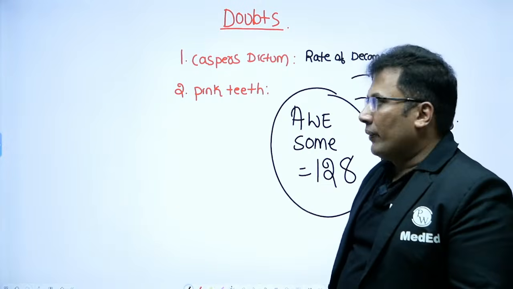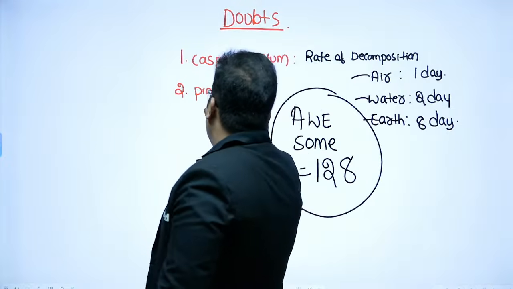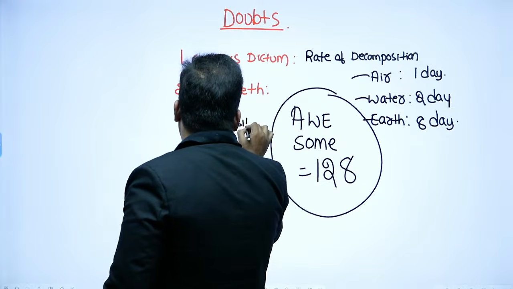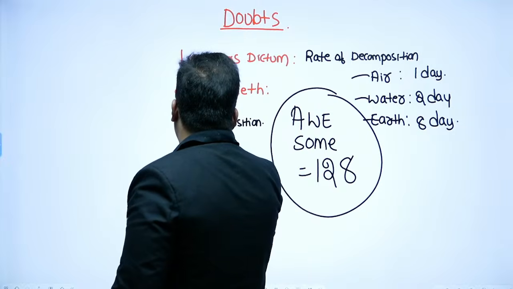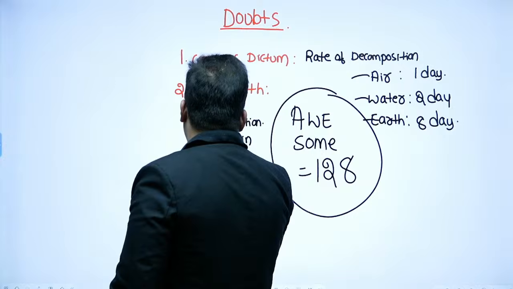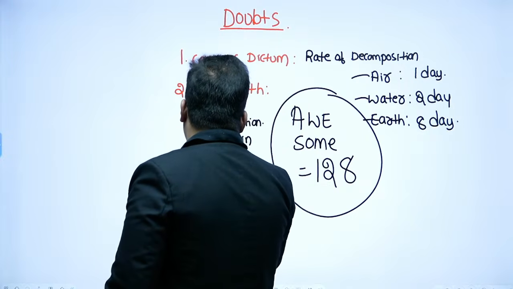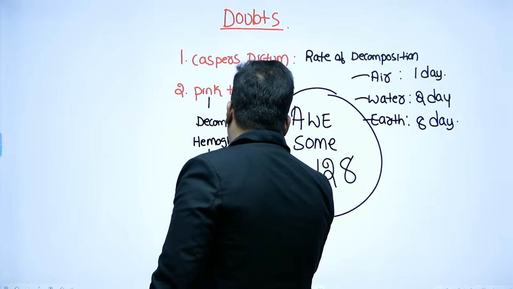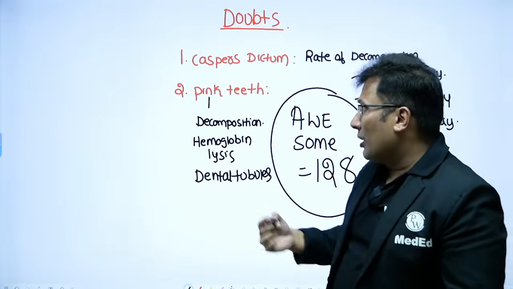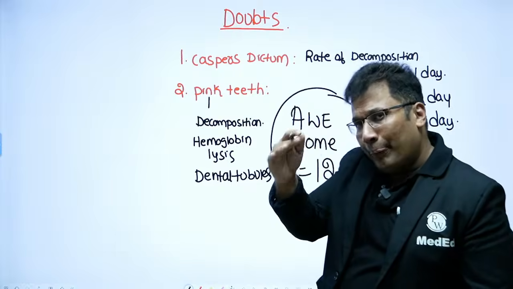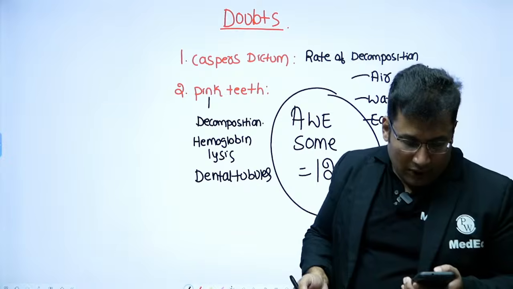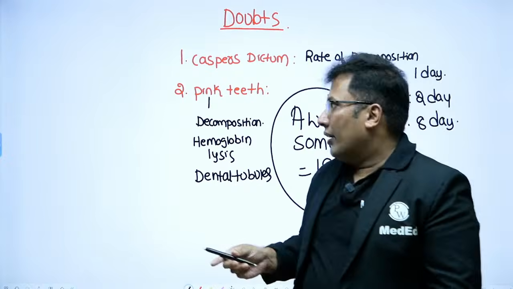Keep writing, awesome 128. Pink teeth commonly occur in decomposition. This is because of hemoglobin lysis in dental tubules. It is not a common finding; it is seen in some conditions. A pinkish appearance at the base of the teeth is known as pink teeth. Okay, so keep writing this. Zacco phenomena, very good. Zacco phenomena.